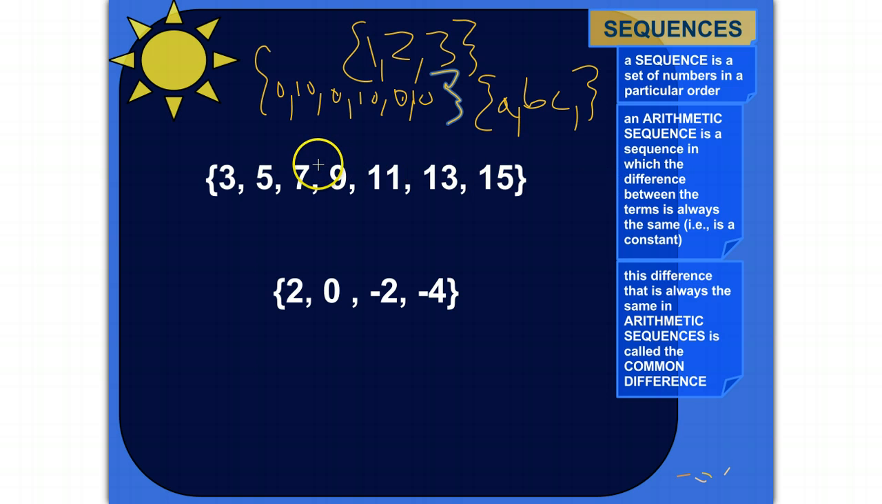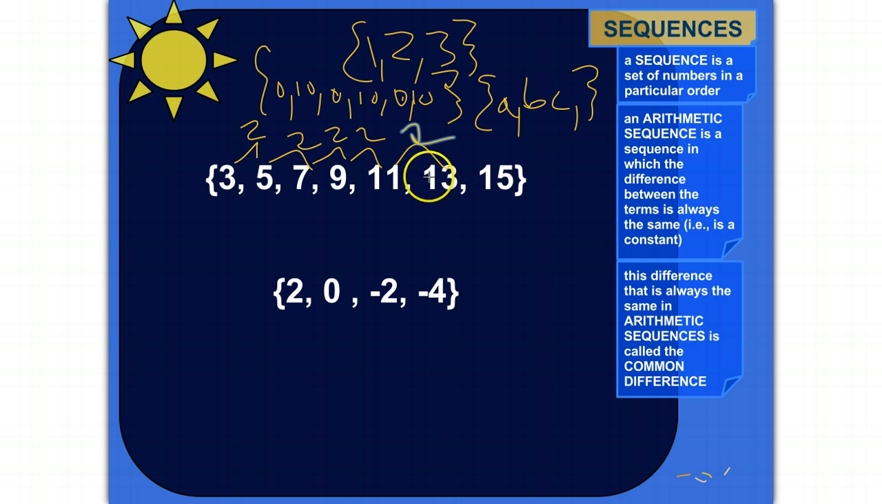And that's where if you take the difference between terms that are next to each other, all the terms have the same difference. So here the difference of 5 and 3 is 2. The difference of 7 and 5 is 2. The difference of 9 and 7 is 2. Okay, so each term is a jump of 2 away from the next term.